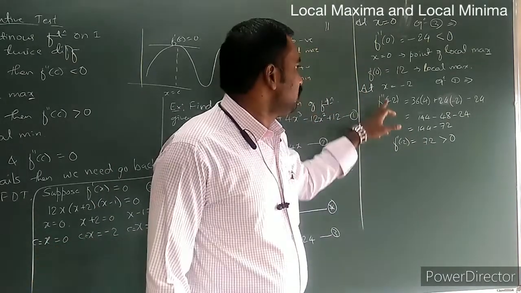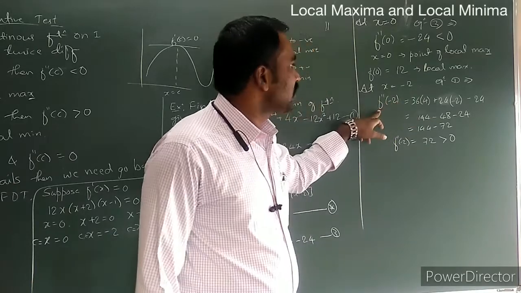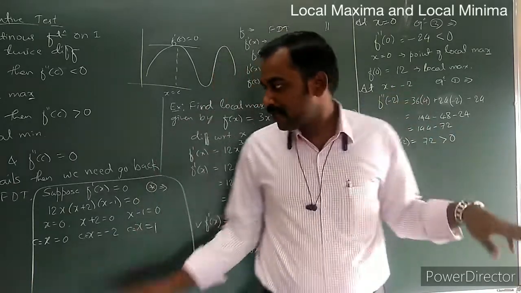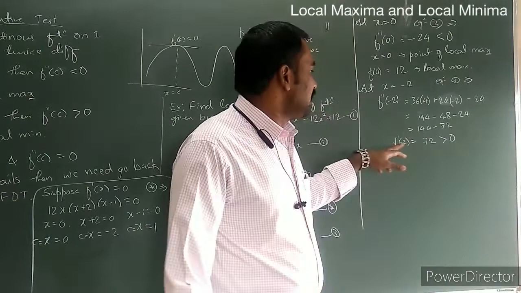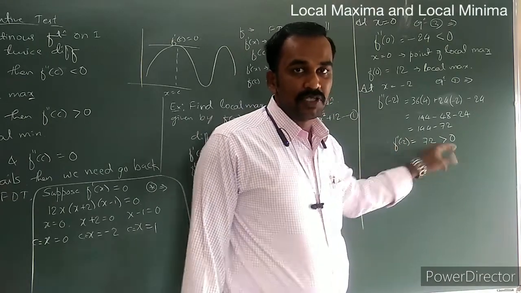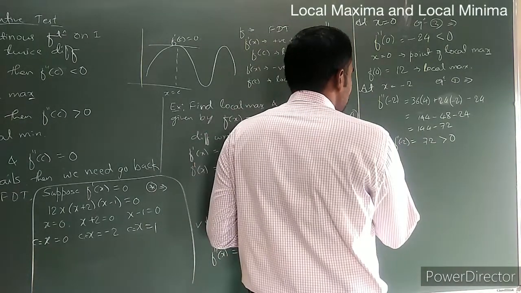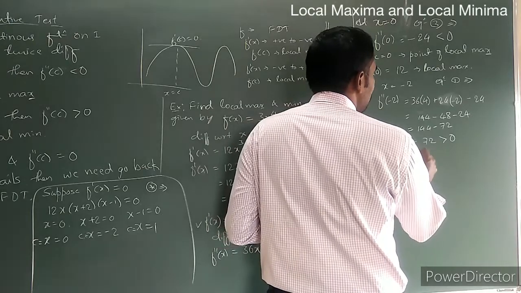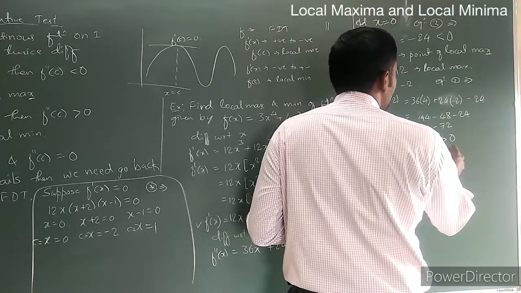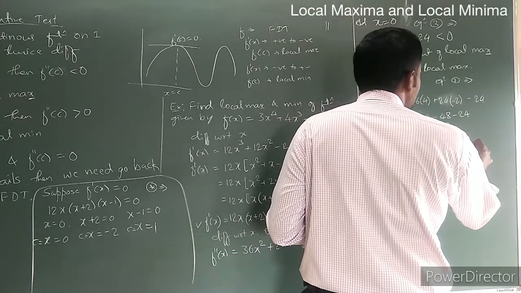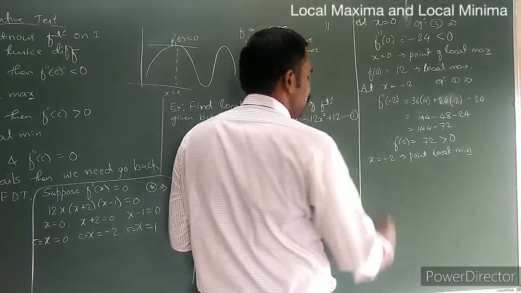So f dash of c is 0. f dash at x equal to minus 2 is 0, and f double dash of c is positive. In that case, is x equal to minus 2 the point of local maximum or local minimum? It is a local minimum.